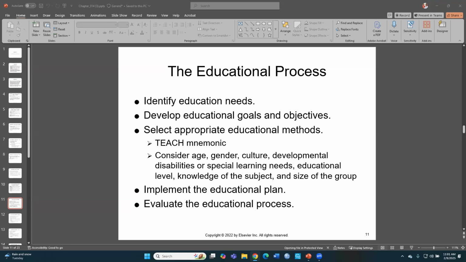And so when we use that TEACH mnemonic, T is to tune in. Listen before you start teaching. And that is where we can identify what the client's needs are, because they're going to be the ones that are going to direct the content that we are presenting. Then we're going to edit the information. We only want to teach the necessary information first and be very specific about what we are teaching. Then we want to act on each teaching moment.